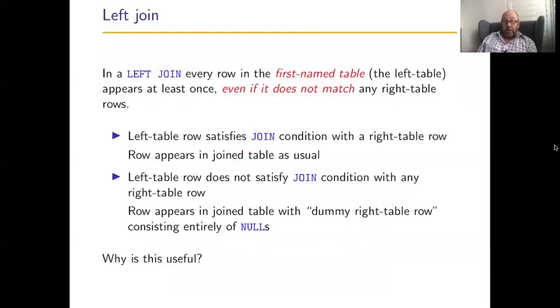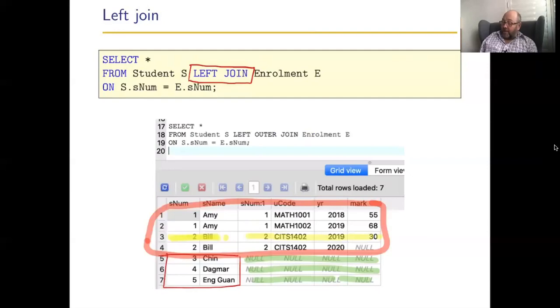If a left table row doesn't satisfy the join condition with any of the right table rows, so in other words, it would vanish unless we do something about it, well, then we just create a dummy right-hand row consisting of null, null, null, null, and then plonk that tuple into the resulting joined table.